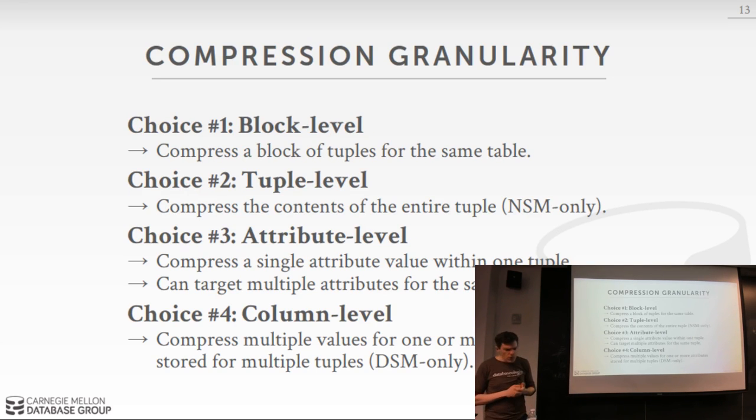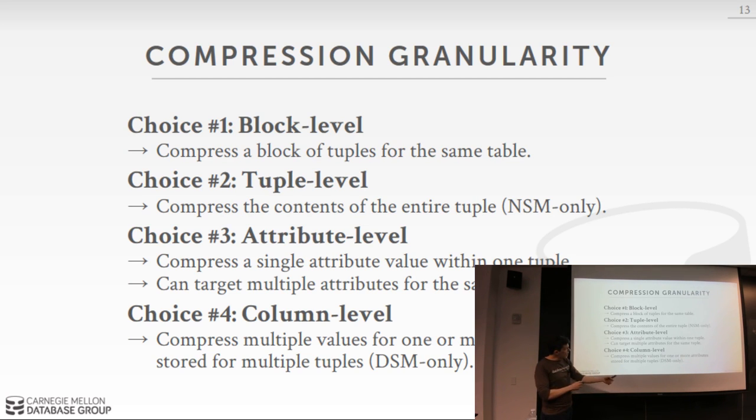All right, so we're now going to start talking about what compression is going to look like for us. The first question we have to deal with is, what's the granularity of the data we want to compress? The way to think about this is I'm going to have some compression algorithm and I need to compress a chunk of data. What is the scope of that data that I'm compressing? The easiest way to do this is at the block level. So I take a block of tuples and compress all the data that's inside of it.